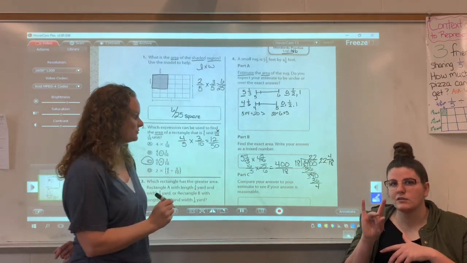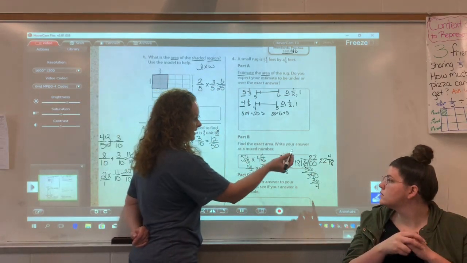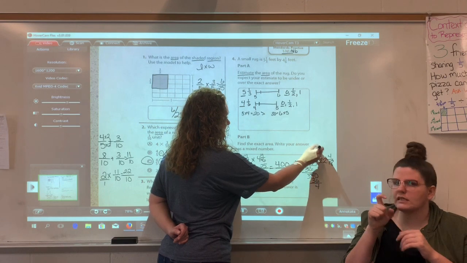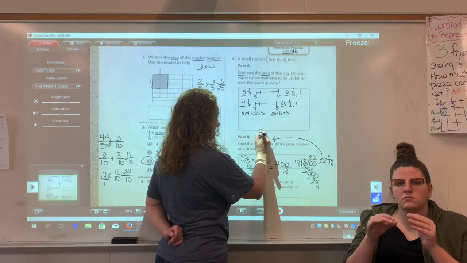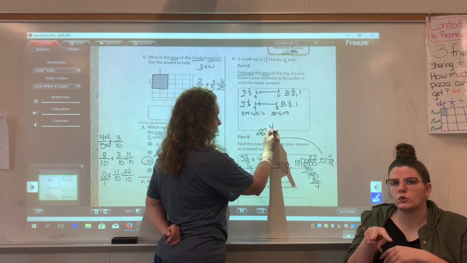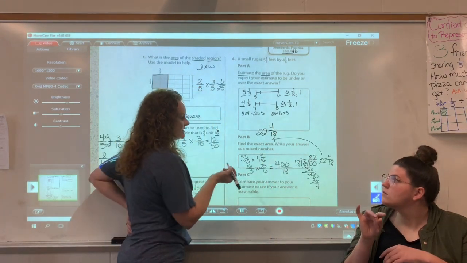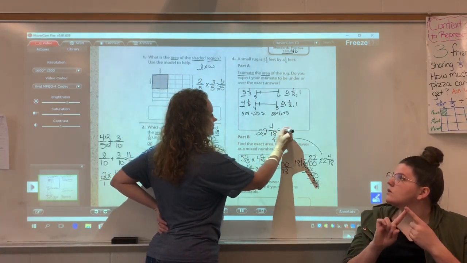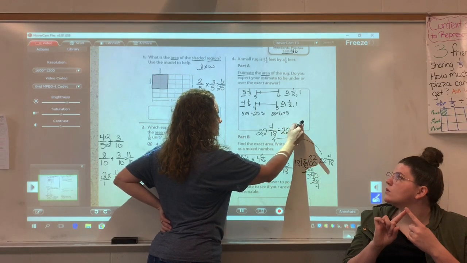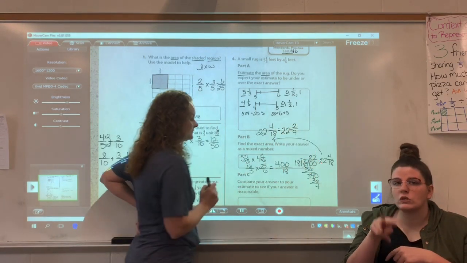Now I'm running out of room over there, but I'd want to simplify. I'm going to bring this up here. 22 and 4/18 is going to simplify down to 22 and 2/9.